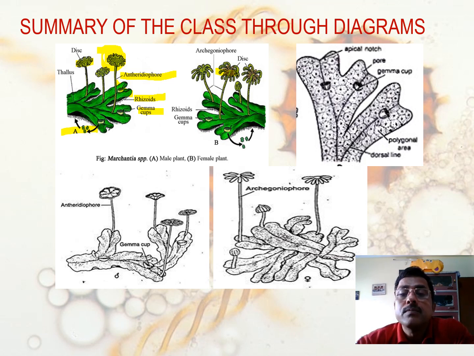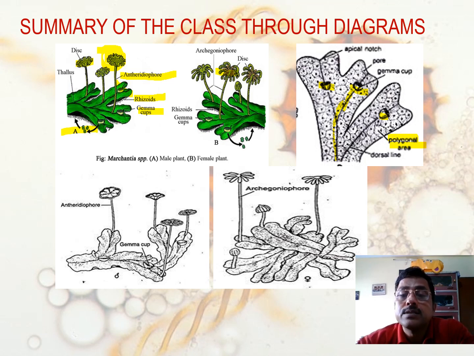So this is the enlarged dorsal view of the thallus, where this part is the midrib. The midrib is clearly visible, which runs from the bottom to the top. So this is the midrib part, and these are the gemma cups. This is one gemma cup, this is another, and this is another. On the dorsal view, some polygonal or hexagonal areas are also visible. See, these are the polygonal or hexagonal areas visible on the dorsal view of the thallus.